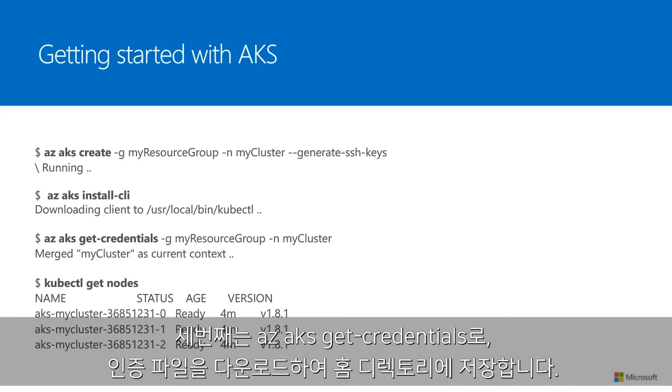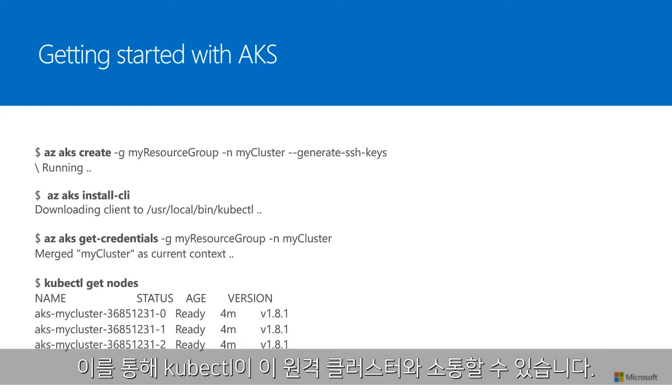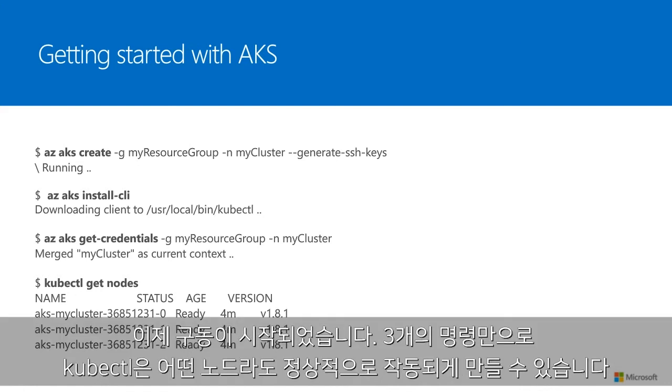Next, you'll call AKS get credentials. What this will do is download the authentication file and place it into your home directory, which will allow kubectl to talk to this remote cluster, configured automatically. And from there, you're up and running. 3 commands, and then kubectl get nodes or any other kubectl command for that matter will just work normally.